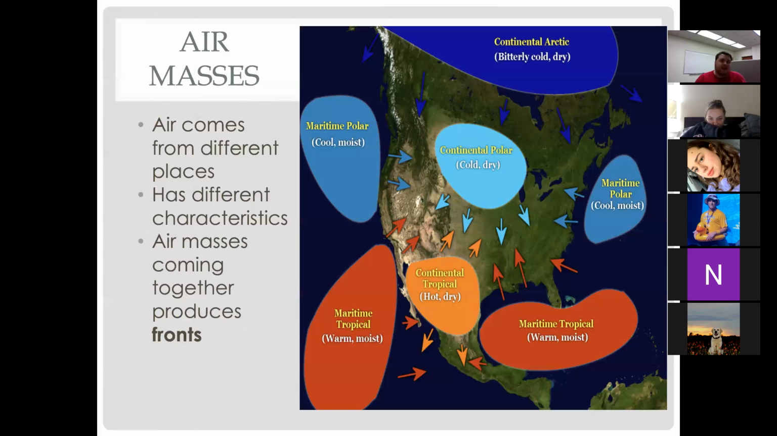And yeah, these are actually all abbreviated. Whenever you're referring to this on a map, this would be CA, this would be CP, these would be like MP, for example. One of the questions on your assignment is labeling these different types of air masses. So whenever you do that, you can just do the initials. You don't have to write out the whole thing.